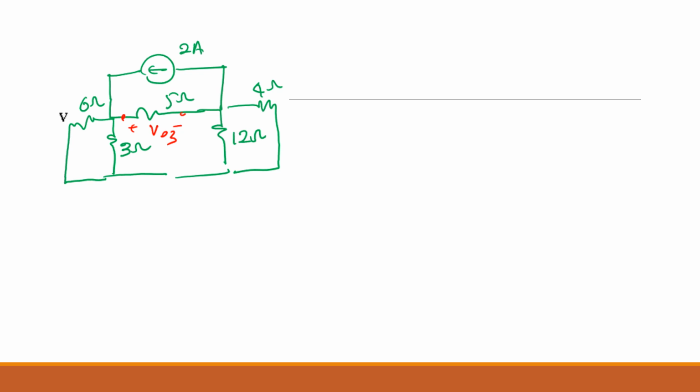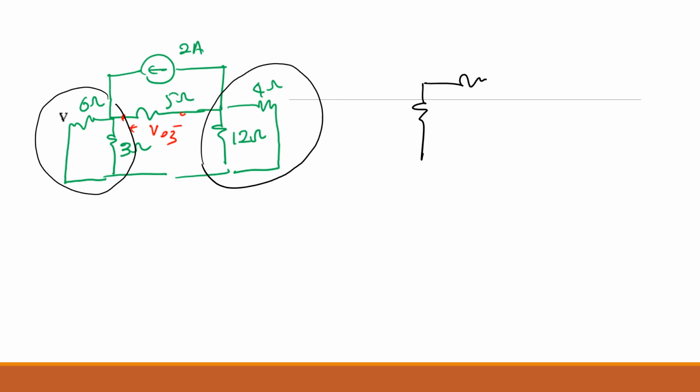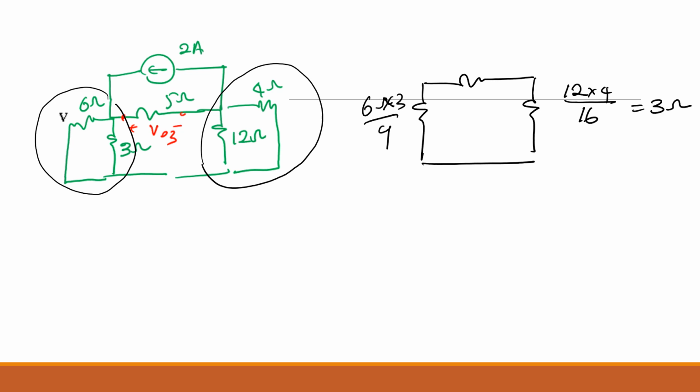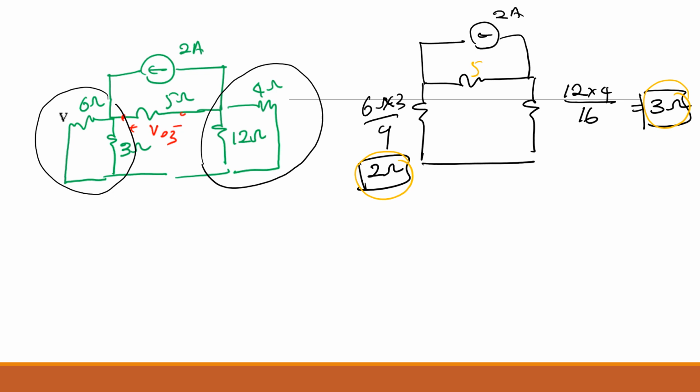Otherwise, these two are in parallel and these two are in parallel as well. Agree? Am I right? Both are in parallel, so you can convert each to a single resistor. With this one, that will be 12 times 4 divided by 16, and this will be, we already did this, 6 times 3 divided by 9. This we got 3, and here you got 2. Any question? And we have this current source, 2 amps. These 2 and 3 are in what? In series. See, they are in the same path. Aren't they? They are in series.